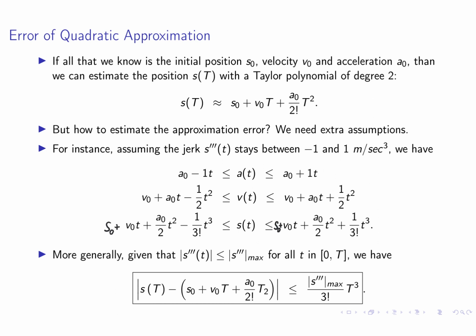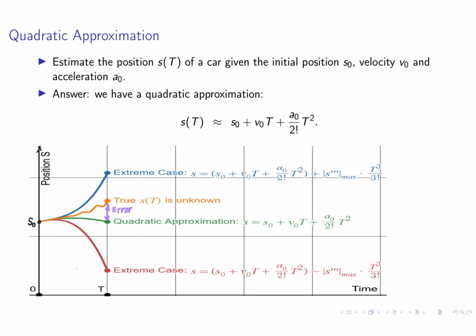To summarize, given the initial position, velocity, and acceleration, we can approximate the true position after time t as a quadratic polynomial. And if in addition we know the extreme values of the third derivative of the position, then the error of our quadratic approximation does not exceed the maximum of the third derivative divided by 3 factorial times t cubed. Here is an illustration to the previous example.